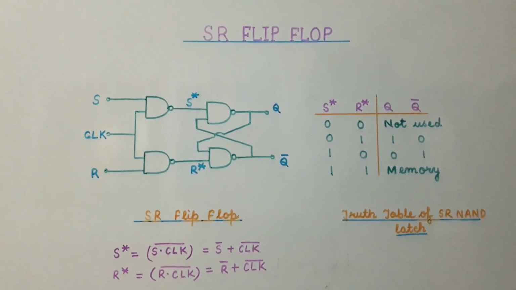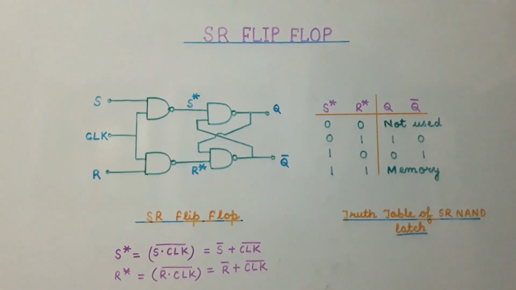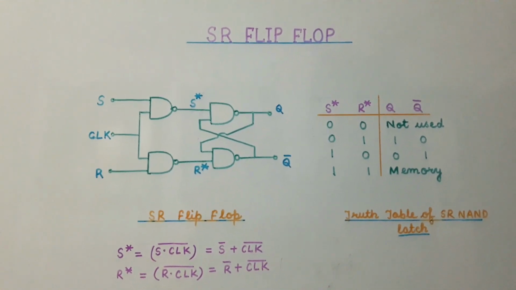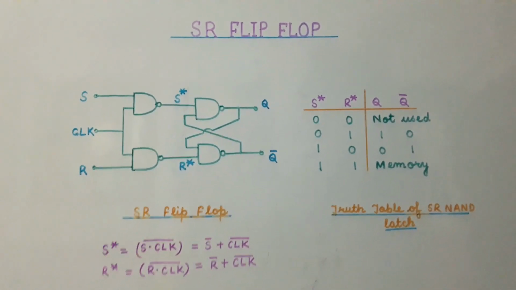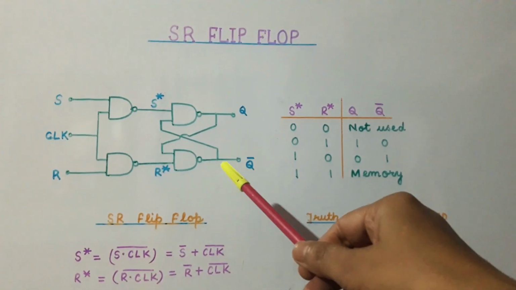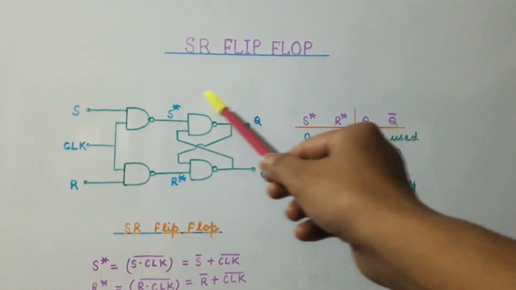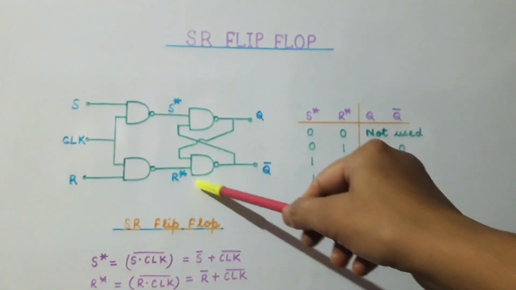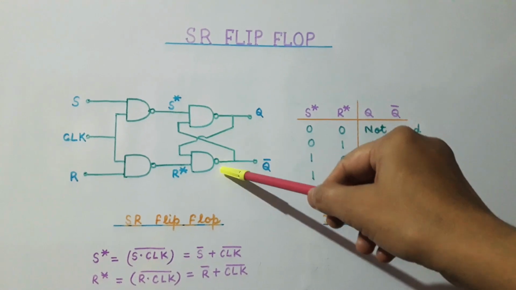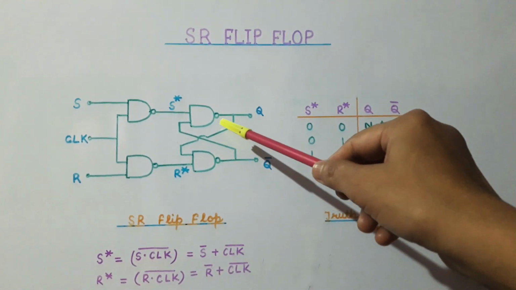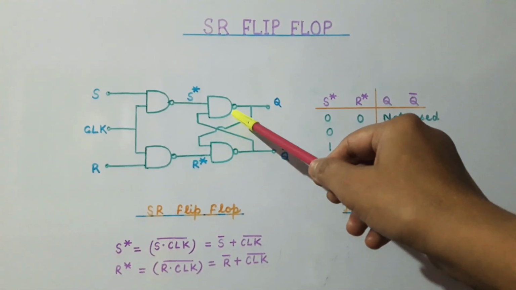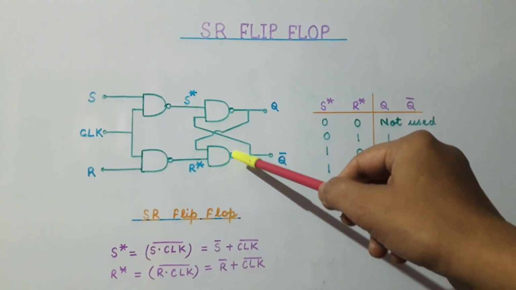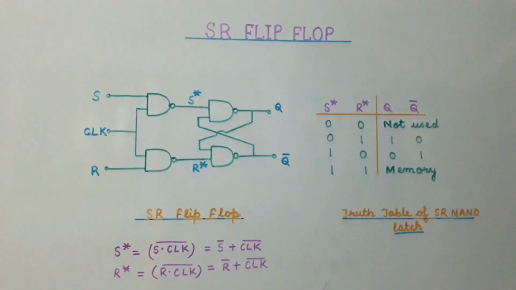In this presentation, we will see the working of SR flip-flop and we will also try to find out the truth table for SR flip-flop. From this figure, we can see that this part of the circuit is a SR latch using NAND gates, which we have already discussed in the previous lecture on SR latch. We also derived the truth table of the SR latch using NAND gates.